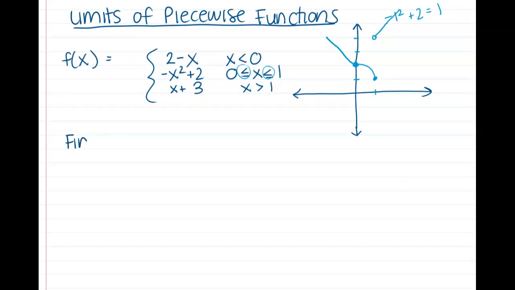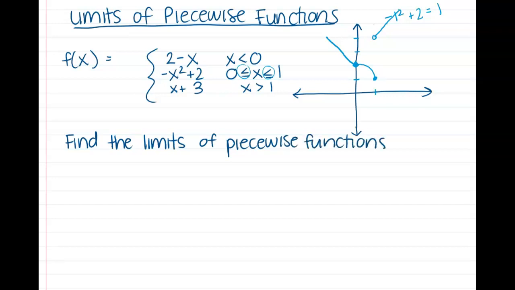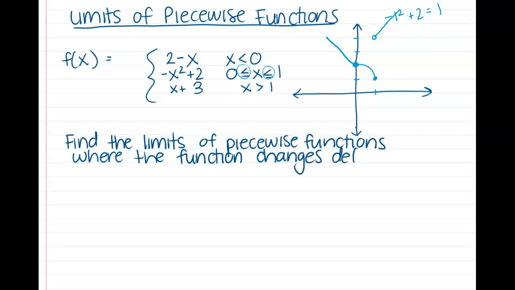So we find the limits of piecewise functions where the function changes definition. For example, up above for our first f of x that we drew the graph of, we would have checked at 0 and 1 because that's what shows up over here on the right.